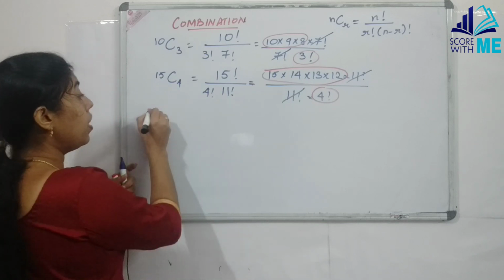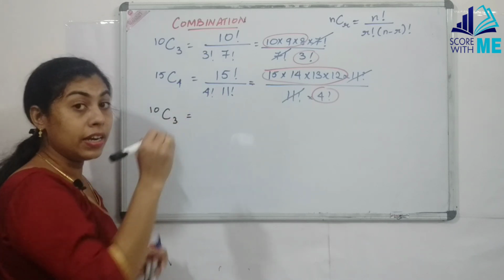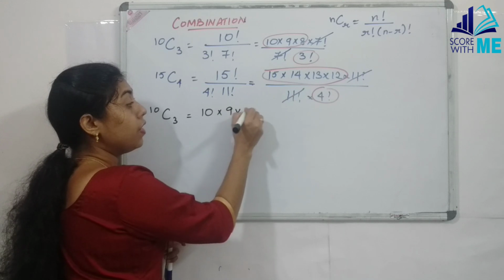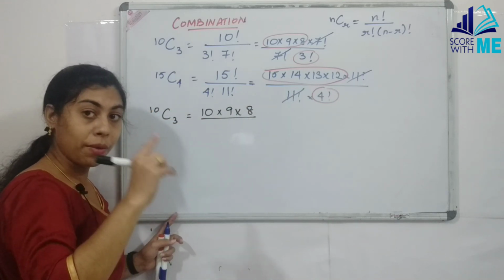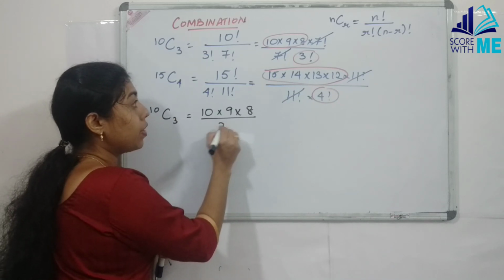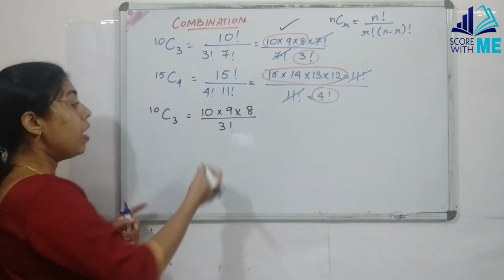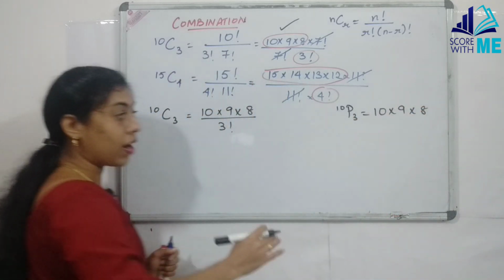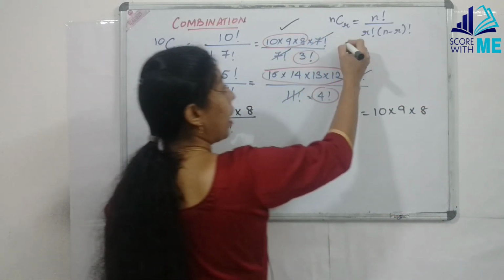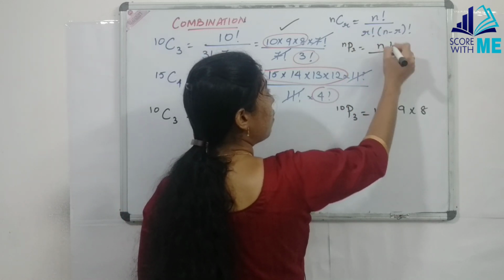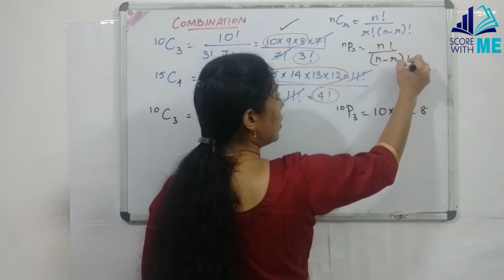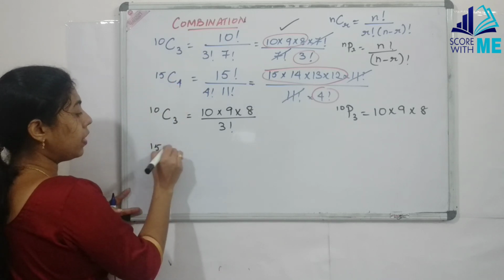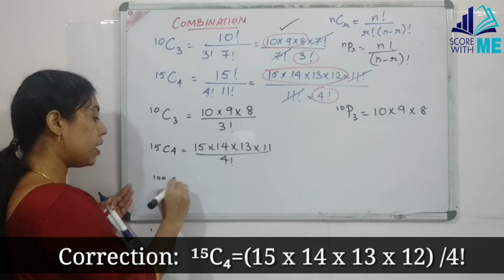Just like we did in permutation, in combination 10C3 can be written directly, starting from 10, 3 terms in decreasing order: 10 into 9 into 8, and in the denominator one more thing gets added, and that is r factorial, so 3 factorial gets added. From here we brought this form. In permutation, 10P3 was simply 10 into 9 into 8. The 3 factorial did not come in the denominator because in the formula for nPr we do not have r factorial in the denominator, we just have n minus r factorial. That was the reason we did not have r factorial in the denominator. Here, let us see this, 15C4 is nothing but 15.